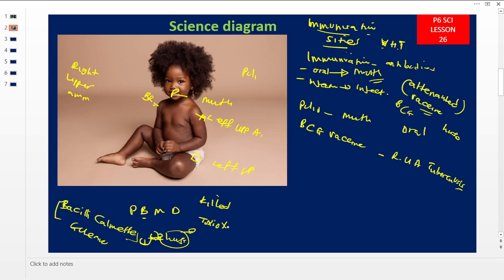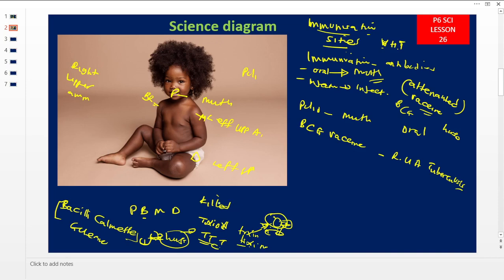So toxoid vaccines, like the tetanus toxoid vaccines, meaning that we just use the toxins, these poisons, or the substances produced by the bacteria, like the bacterium that causes tetanus. On culturing it, it is going to produce toxins. Those toxins are going to be obtained and used to make those vaccines that are going to produce antibodies that are going to combat the tetanus bacteria.